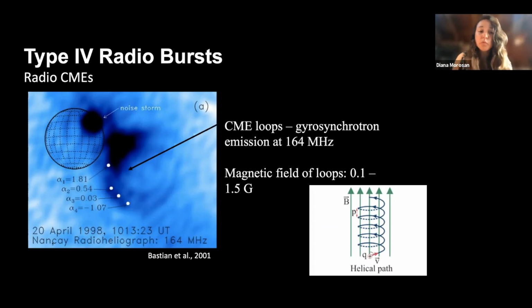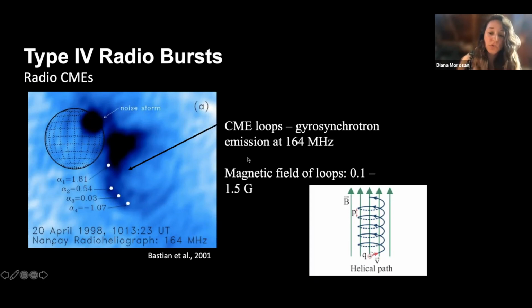Maybe at some point we will see something like this with LOFAR because it's more capable of getting really good sensitivity. We see gyrosynchrotron electrons, so simply electrons spiraling around the internal magnetic loops of the CME and producing radio emission. And using this observation, we can also estimate the internal CME magnetic field at different locations, for example here, and it was 0.1 to 1.5 Gauss.